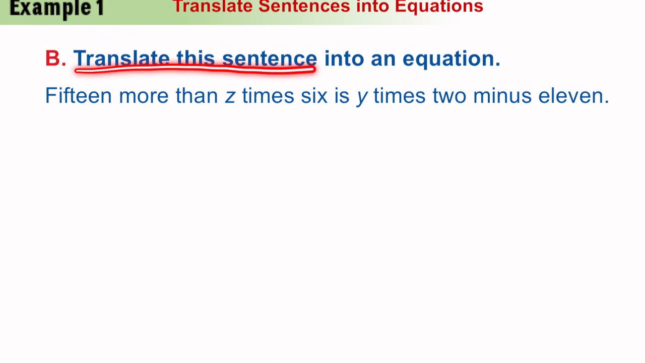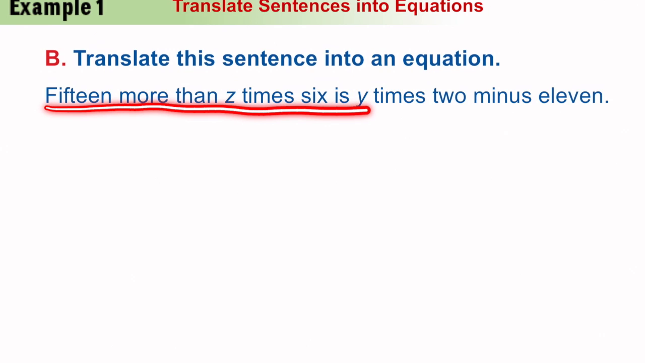Let's look at example B. Same instructions, translate the sentence into an equation. It says 15 more than z times 6 is y times 2 minus 11. So once again, let's break up the sentence into parts and translate each part as we move along.